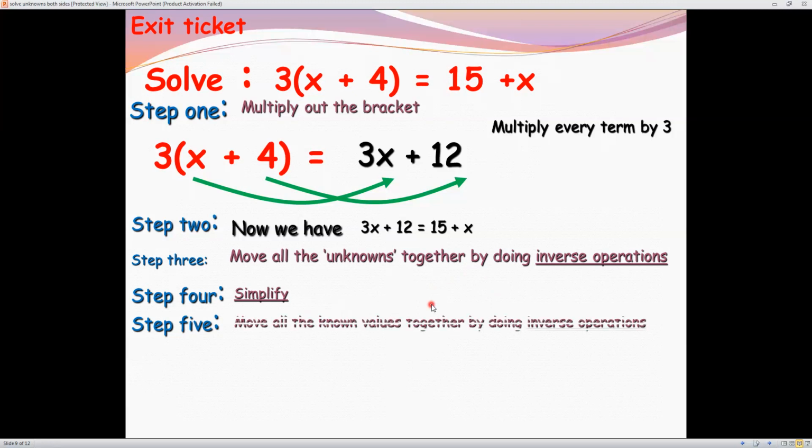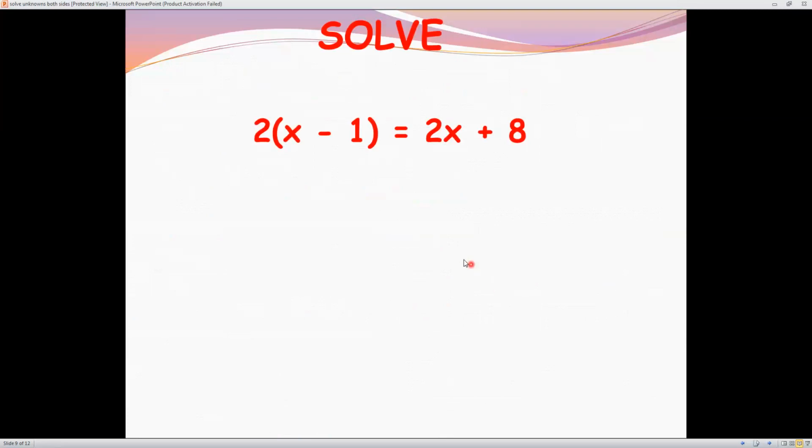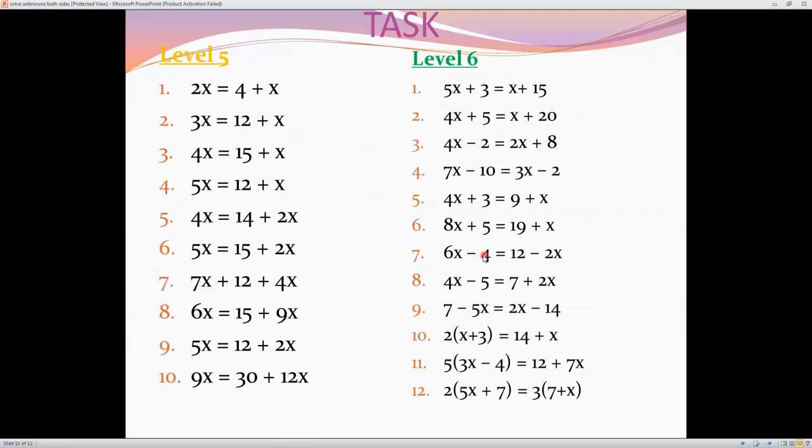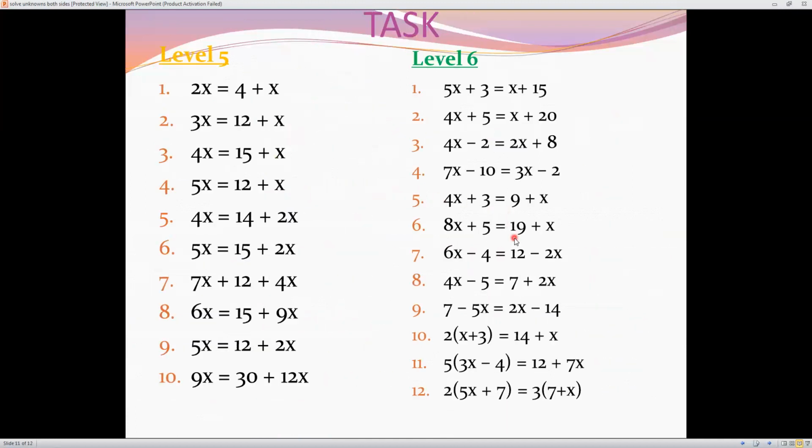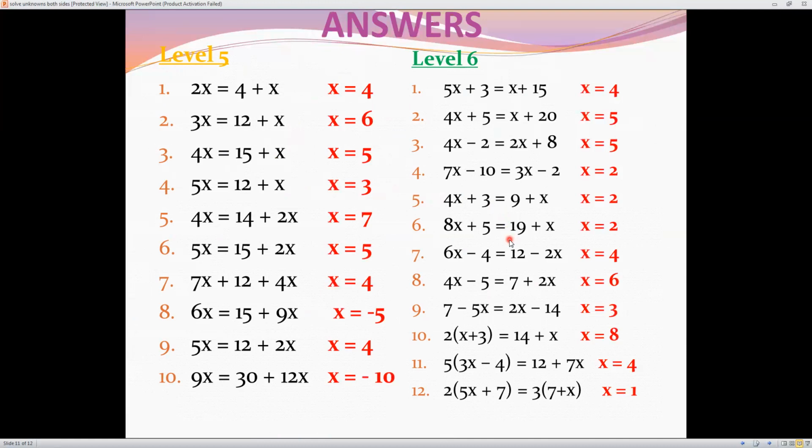Now, step 5 is going to be move the known ones together, and then you simplify, and then you got the answer. Okay. So this is your homework task, and these are the answers.